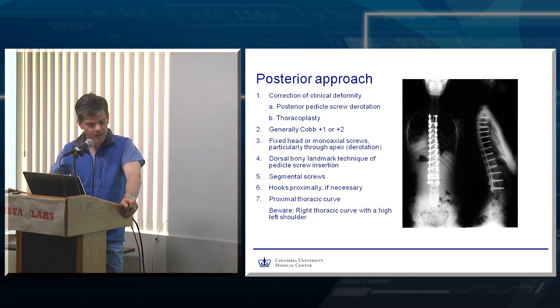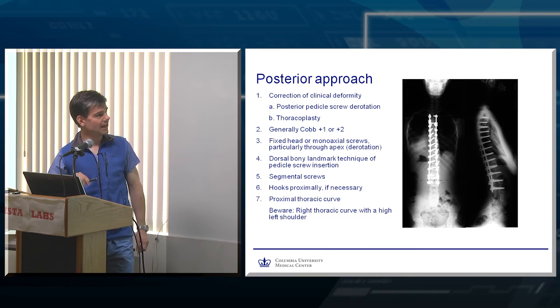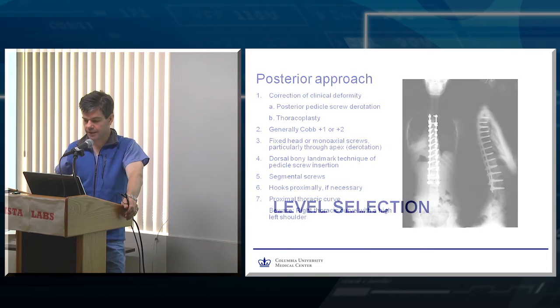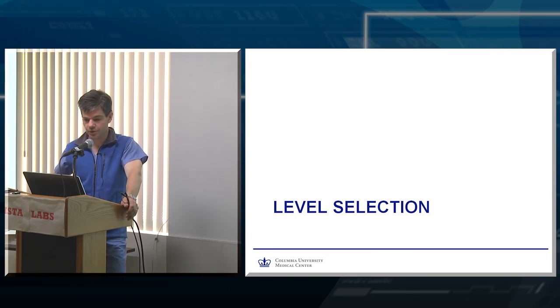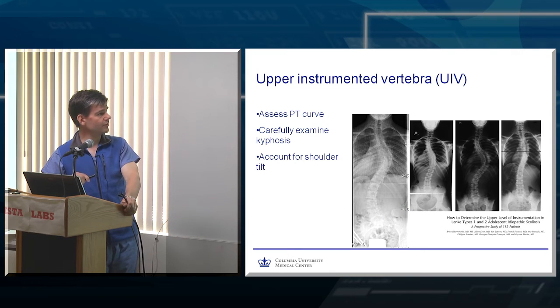And then beware the right thoracic curve, as Bob and I were talking about a little bit yesterday, the right thoracic curve with a high left shoulder, because you're going to tend, as you correct that curve, to kick that shoulder even higher. And so picking the UIV, the upper instrumented vertebra, look carefully at that proximal thoracic curve, look carefully at the shoulder tilt, and also look at the sagittal plane to the degree that you can see it on the lateral film. Sometimes it's hard to see.